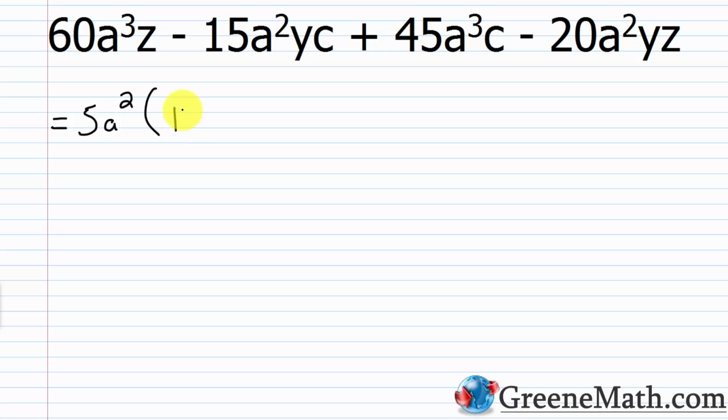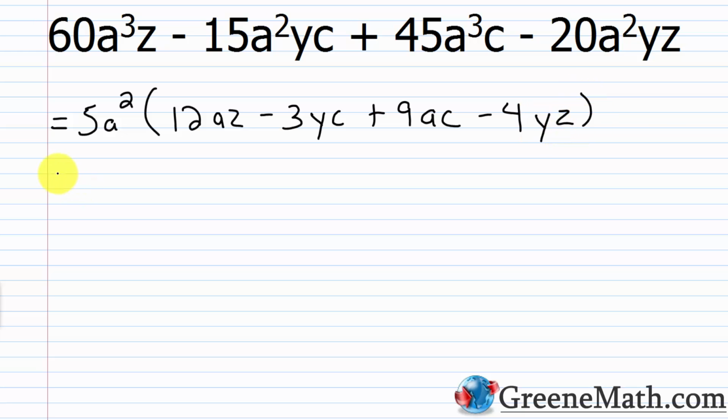60 divided by 5 is 12. A cubed over a squared is a. So 12az minus 15 divided by 5 is 3. A squared over a squared is 1, so this should be yc. Plus 45 divided by 5 is 9. A cubed over a squared is a. And then times c. And then minus 20 over 5 is 4. A squared over a squared is 1. And then yz. Okay, so now I just go through and factor by grouping just as I normally would.